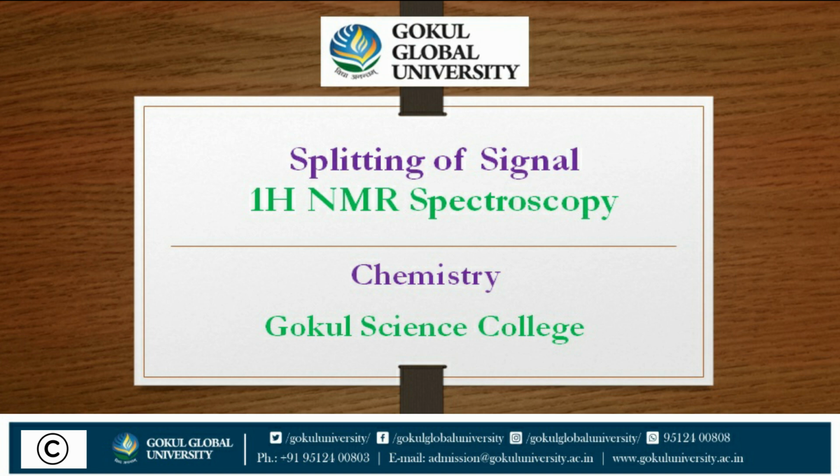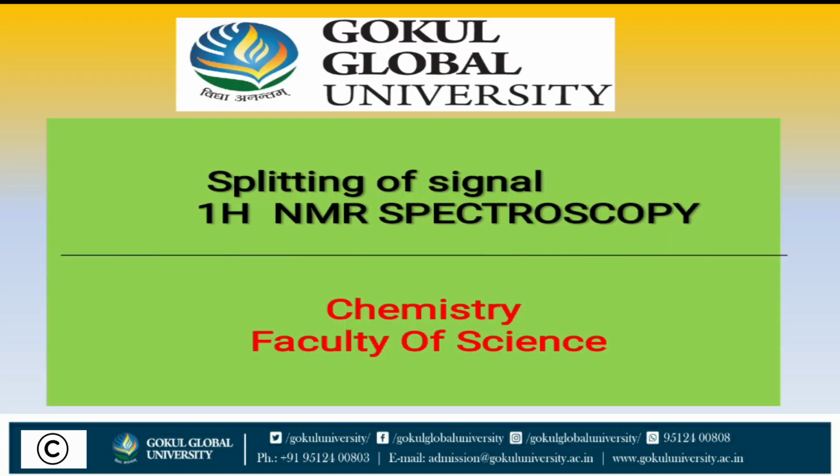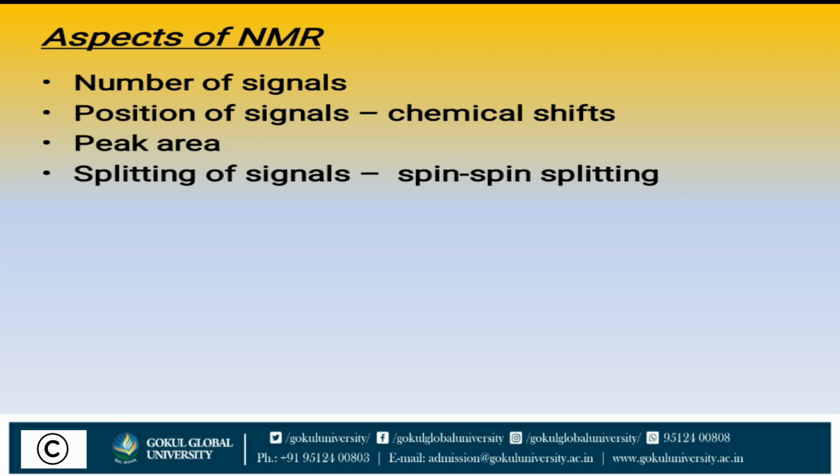So let us start with the aspects of NMR. First is number of signals. How many signals are given by protons in a molecule was already discussed in our other video lecture. So today we discuss the position of signal, the chemical shift in 1H NMR spectroscopy, which is also very important for this chemical shift data in 2D NMR spectroscopy. So let us begin.